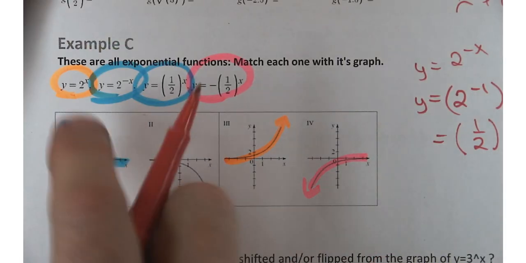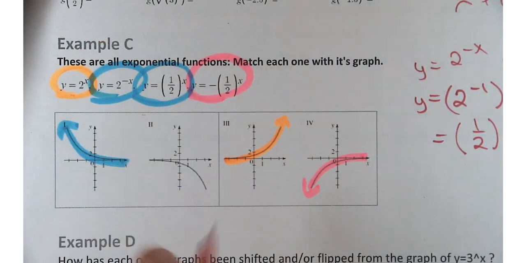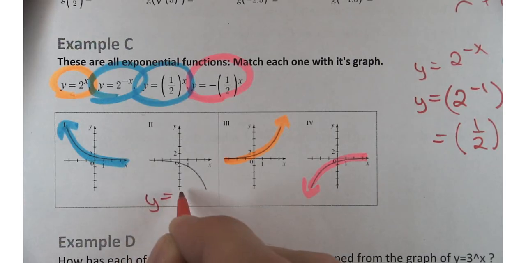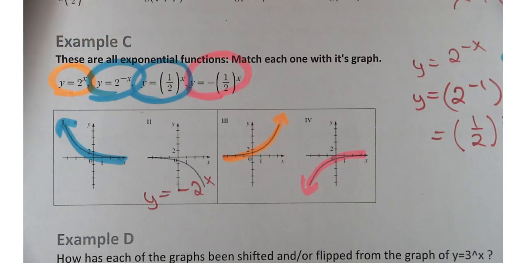Yeah, put the negative in front of the 2. So this would be y equals negative of 2 to the x. That would be that graph there. So great question. Appreciate that a lot.